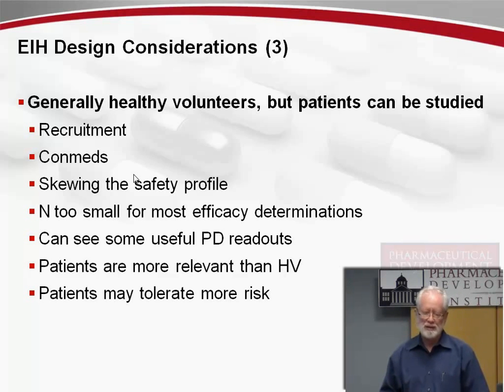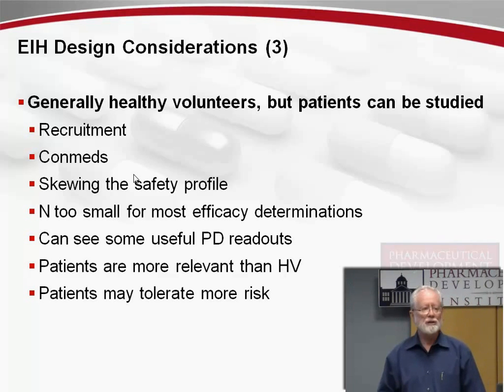You have to recruit patients. That means that it takes time, and you also have to go to multiple centers, which means the variability around the trial starts going up. Patients are on concomitant medications, and particularly patients who have active disease, which are the ones you'd really like to study if you're going to see efficacy. So you now have these concomitant medications potentially fouling up the PK or the safety around the new drug that you're testing, and you can skew the safety profile.